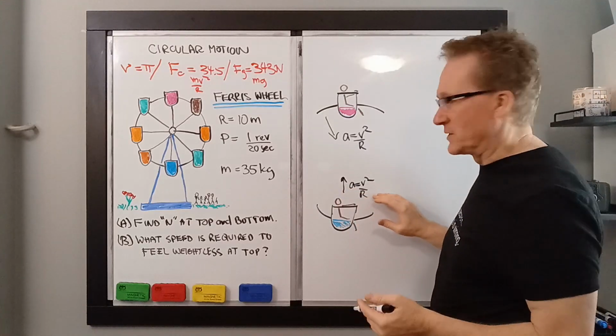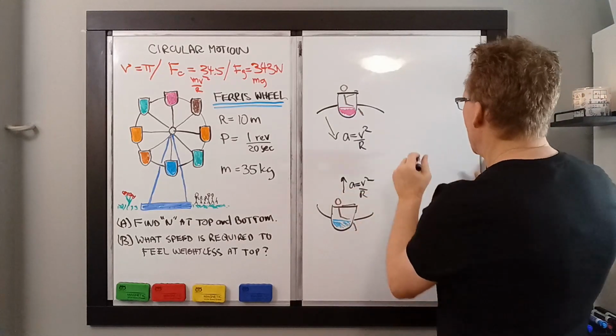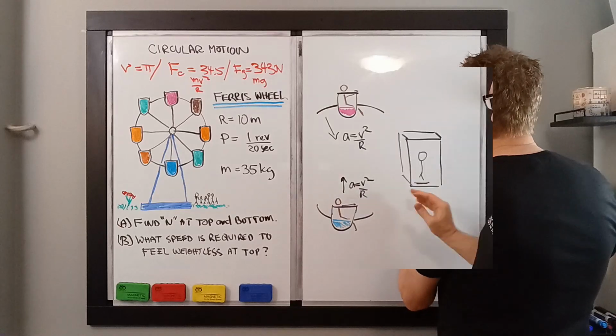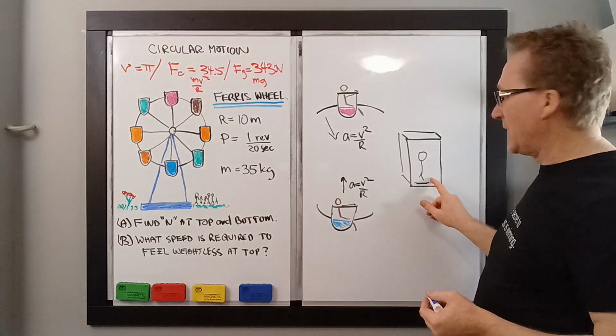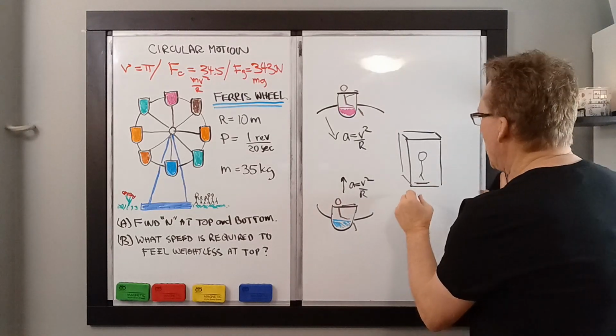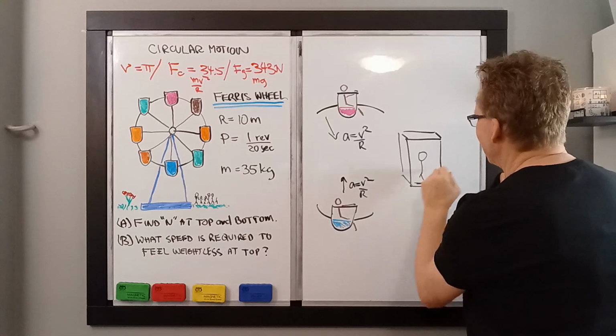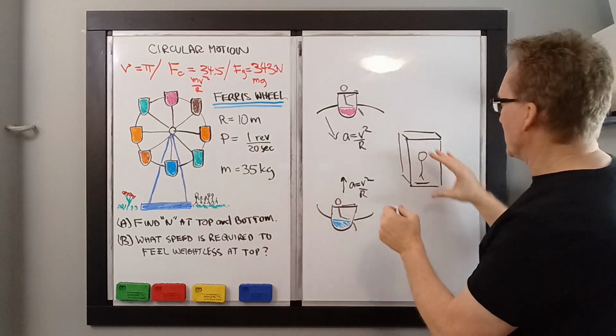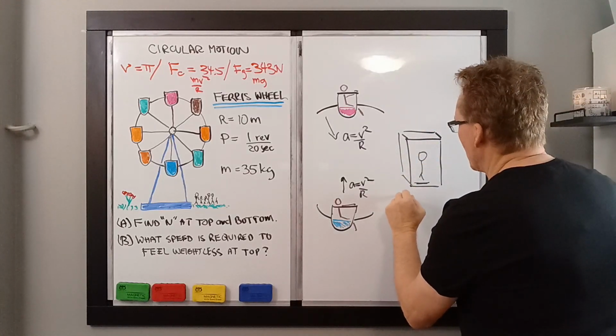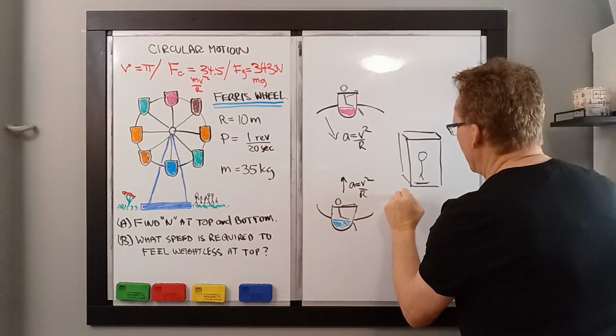So now just think about this for a second. Remember the picture of the elevator. Here we have your classic elevator, and we have this person standing on a scale in the elevator. When the elevator is not moving, it has no velocity, or it has a constant velocity, they're going to see their weight, and it's going to be mg.